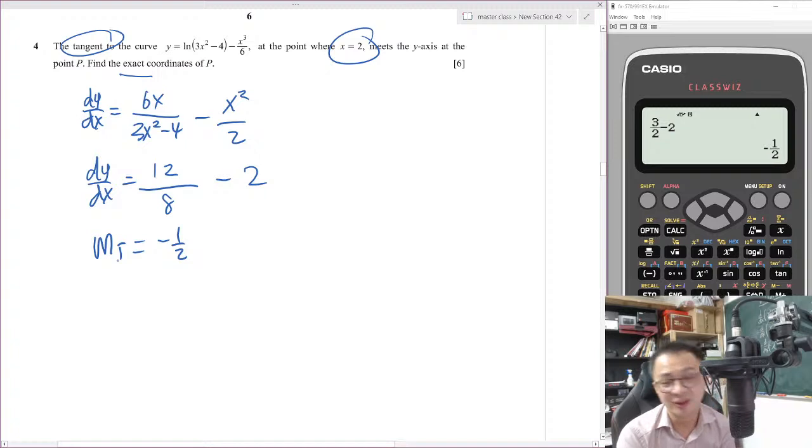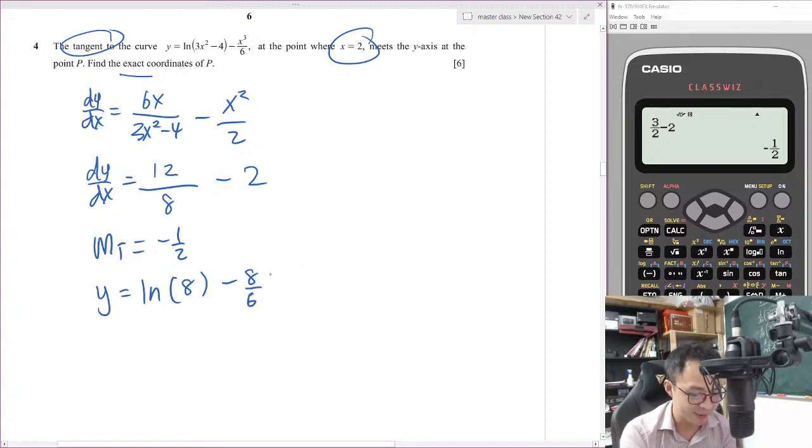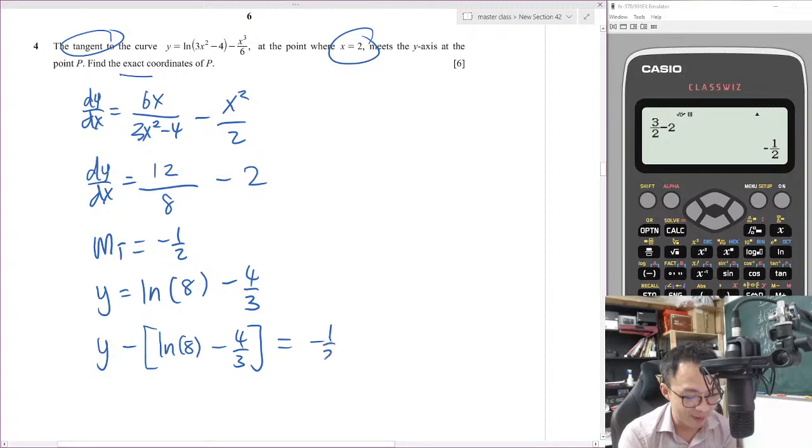I want to form the equation, so I need the x and y coordinates. I also want to find my y coordinate. So we have ln of 12 minus 4, which is ln 8, minus 8 over 6. Since they want an exact value, I cannot simplify the ln 8, I can only change the fraction to 4 over 3. So y minus y1 is ln 8 minus 4 over 3, equals m times x minus x1, where x1 is 2.